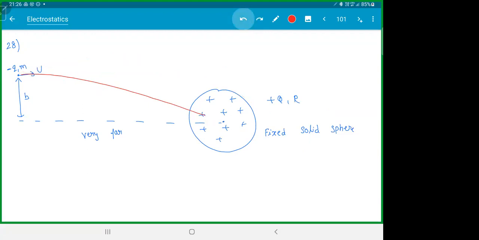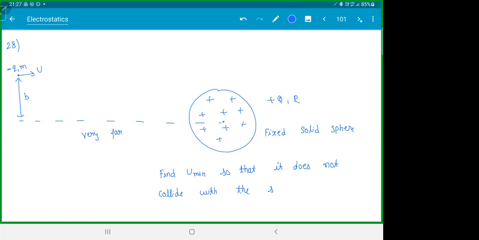So the question is, find u minimum so that you just miss the collision. Find the minimum speed of the particle so that it does not collide with the sphere. Get this?